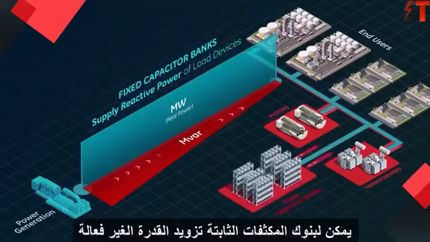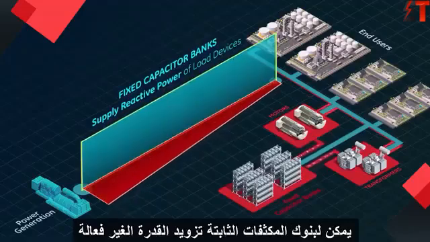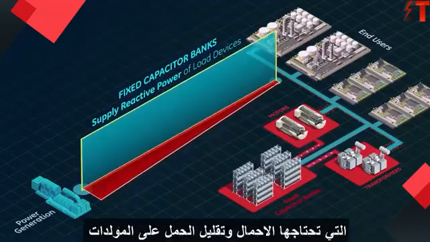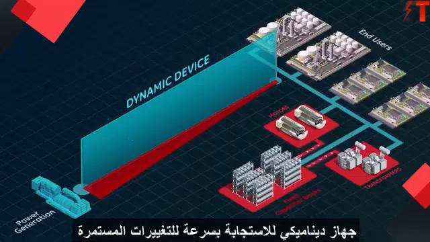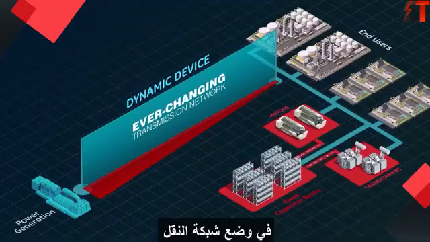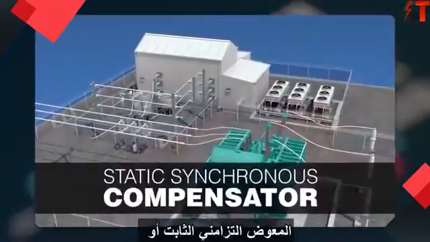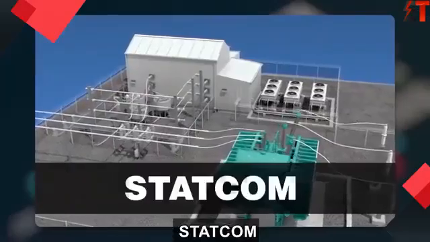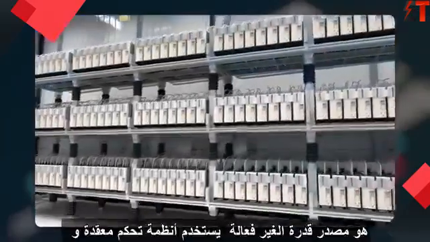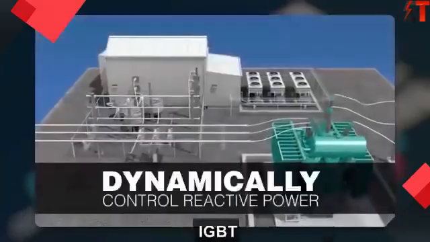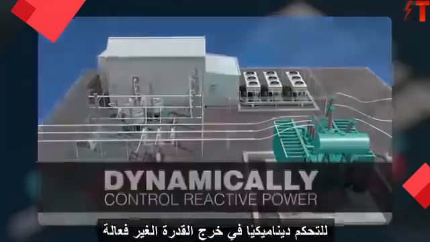Fixed capacitor banks can supply the reactive power needs of the load devices and reduce the load on the generators. However, a dynamic device is needed to rapidly respond to the ever-changing conditions of the transmission network. A static synchronous compensator, or Statcom, is a reactive power source that uses complex control systems and IGBT switches to dynamically control reactive power output.